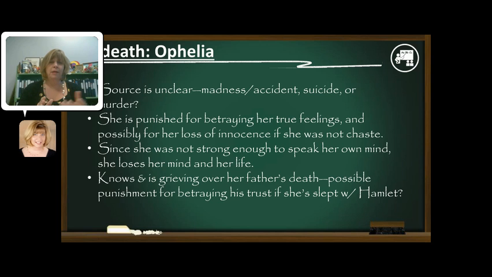And she knows about and is grieving over her father's death, and is this possibly the idea that she has to go through that particular pain, a kind of punishment for betraying his trust if she did indeed not follow his word if she slept with Hamlet? So there's some interesting ways to think about Ophelia's death and why she dies at that particular point in the play.